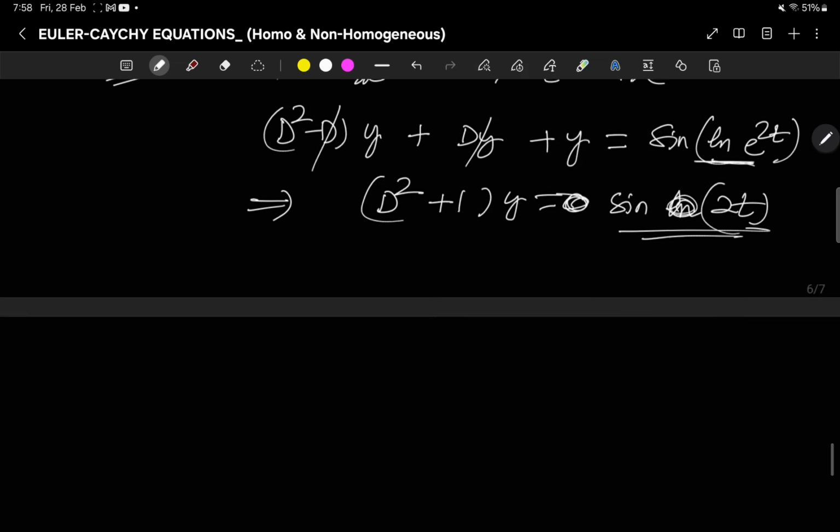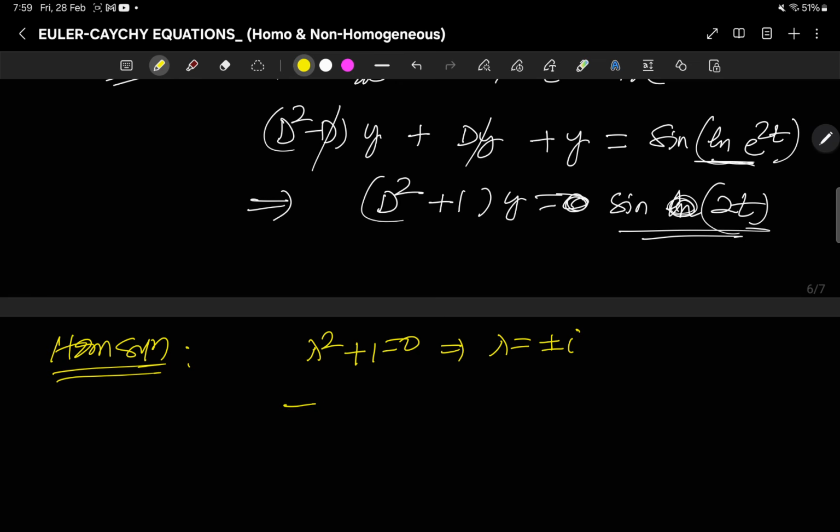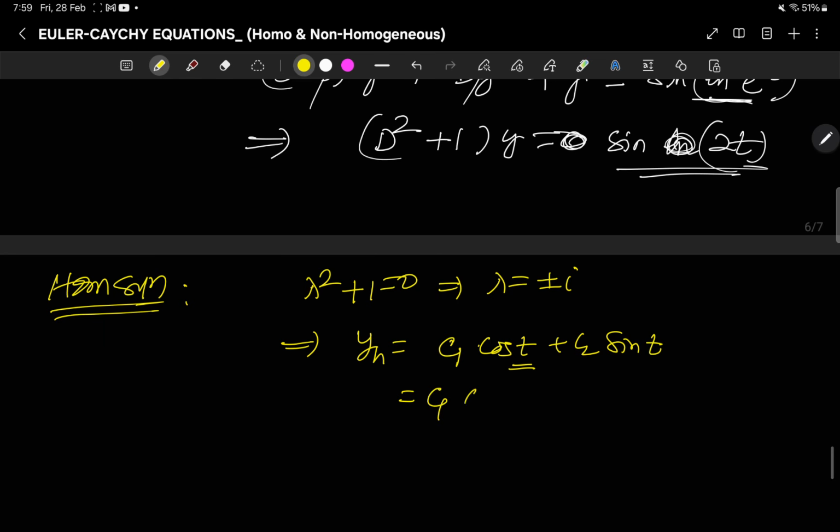Now coming to the homogeneous solution. The auxiliary equation is lambda square plus 1 is equal to 0. So this implies lambda is plus and minus i. So this implies y homogeneous is equal to C1 cos t plus C2 sin t. If you substitute the value of t here, we are getting C1 cos ln x plus C2 sin ln x in terms of x. So this is my y homogeneous.